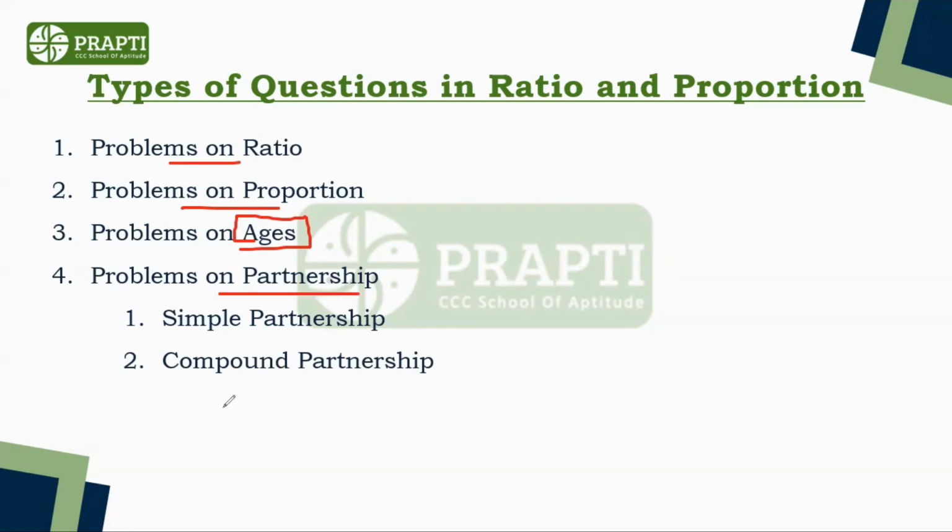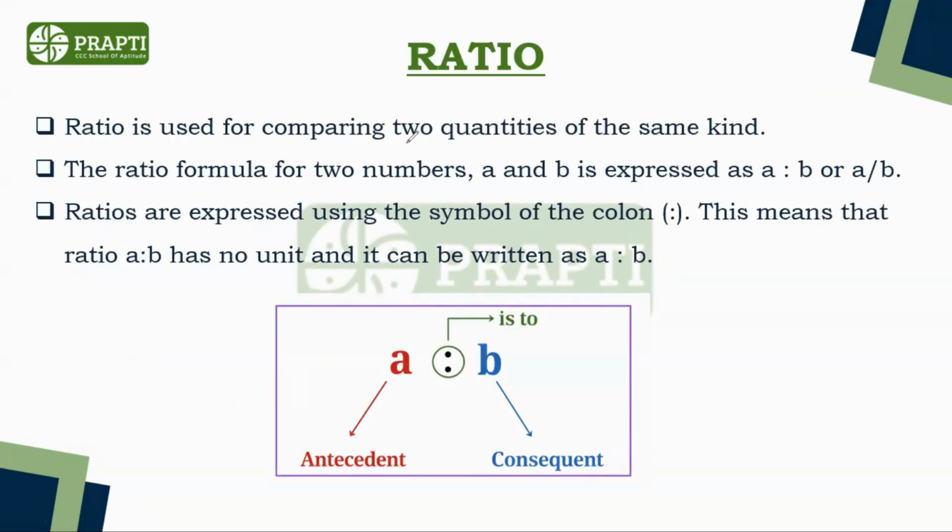So first, we are going to see about ratio. So what do you mean by ratio? Ratio is nothing but comparing two quantities at the same time. So how will we express the ratio? We can express the ratio by this particular colon or else with a fraction. And the colon is there, right? So how will you pronounce this colon? You will pronounce this colon as "is to".